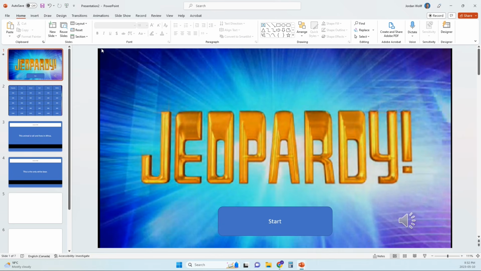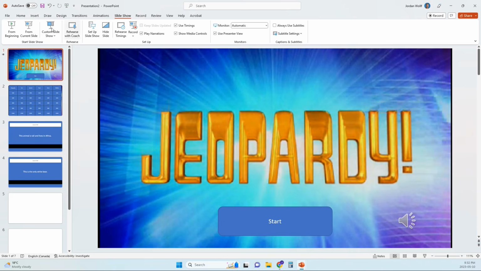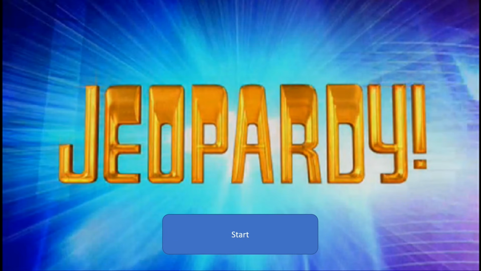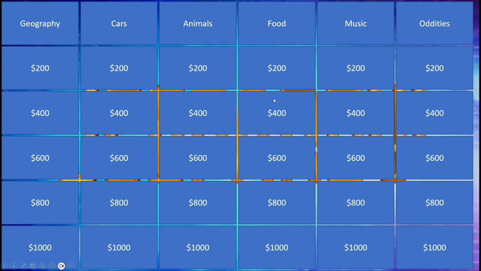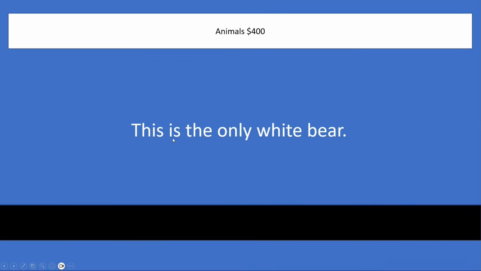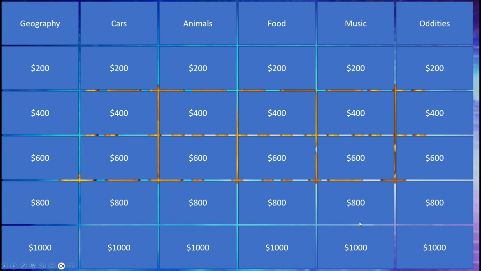So now we can give this a final test run. I'm going to go slideshow from the beginning. There we have our lovely Jeopardy background music. Notice if I click anywhere, nothing's happening until I click the start button. And then we can begin playing. So maybe I'll go animals 400. This is the only white bear. Polar bear, go back.